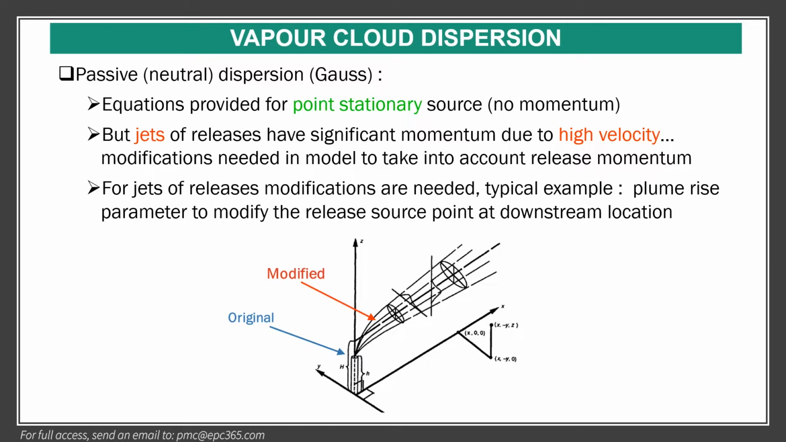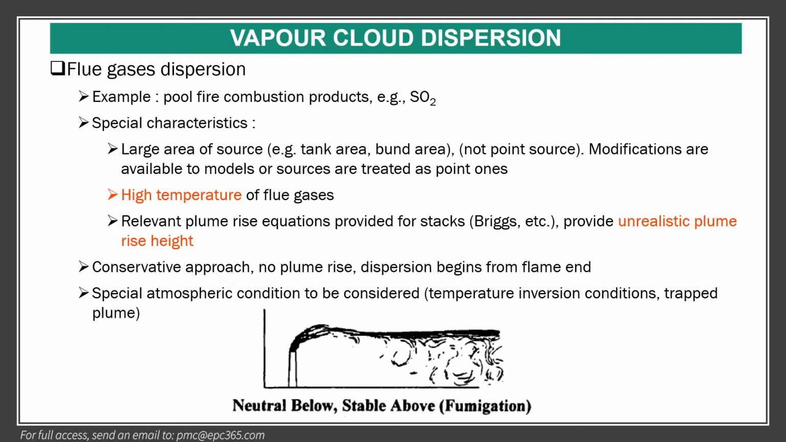Passive neutral dispersion Gaussian is the equation for a point stationary source, with no momentum. But a jet release has significant momentum due to high velocity, so modification is needed in the model to take into account release momentum. For a jet release, modifications are needed, typically a plume rise parameter to modify the release source point downstream. So here this is the original, and this is the modification that we do.